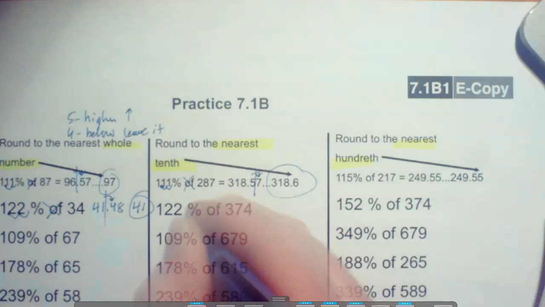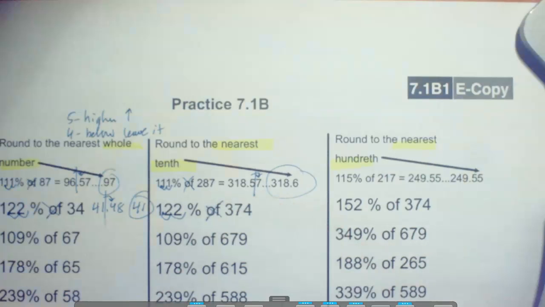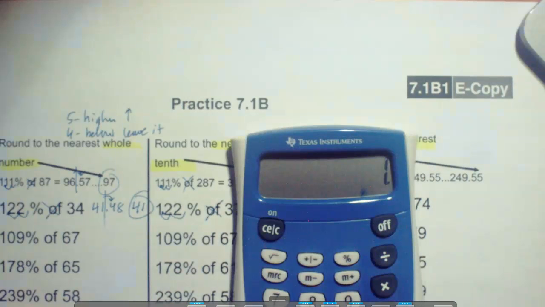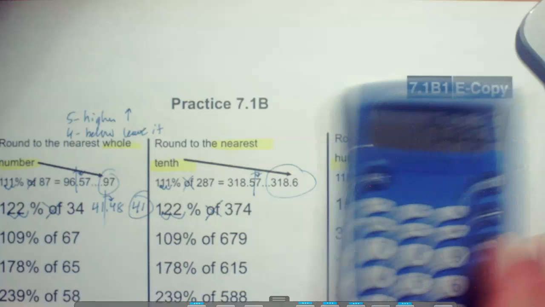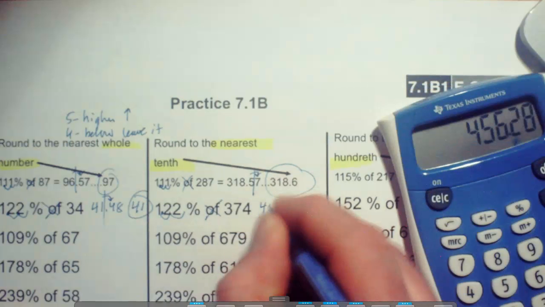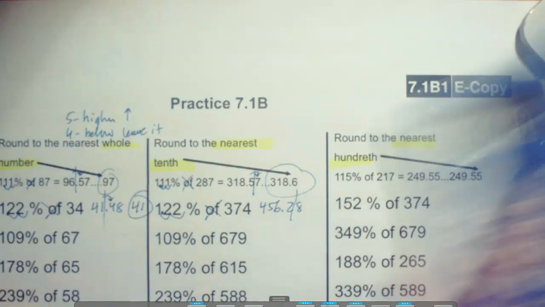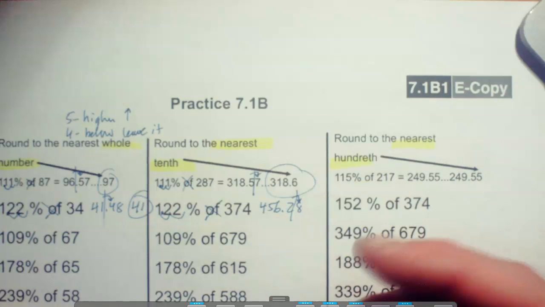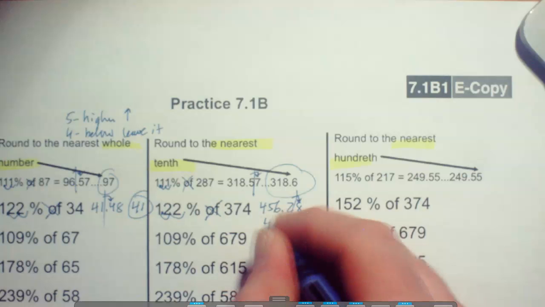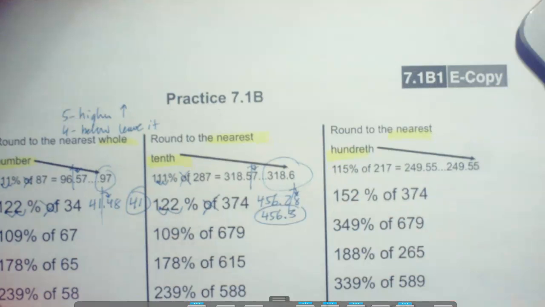Let's do this one here. Move the decimal 2 places, make it into a decimal. So we're going to take 1.22, and we'll multiply that times 374. We get 456.28. And again, moving to the nearest tenth, I put my door in there and I look behind it. Is there enough back there to round that to a 3? Yes, there is. 456.3 is my answer.